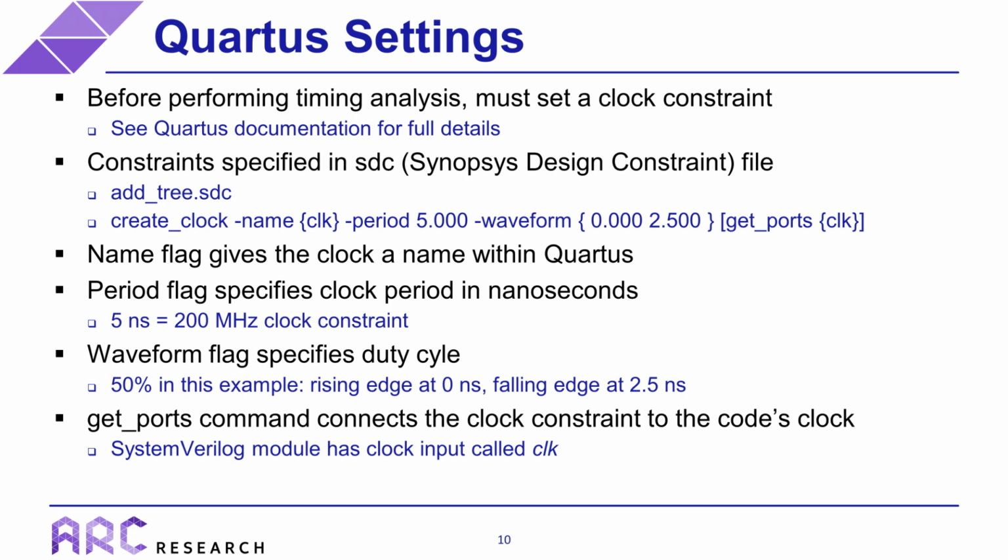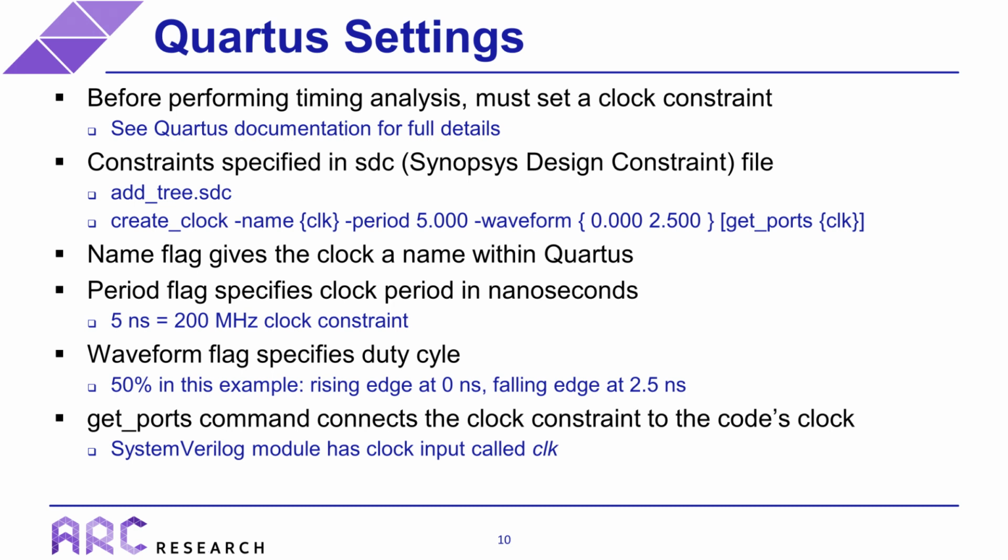So the name flag for this command just gives the clock constraint a name within Quartus. This can be anything you want. I just happen to make it the same name as the clock in my code, but it doesn't have to be. The period flag specifies the clock period in nanoseconds. So here, this clock constraint has a 5 nanosecond period, which means we want a 200 megahertz clock. The waveform flag lets you specify the rising and falling edge times so that you can control the duty cycle, which in this case is 50%.